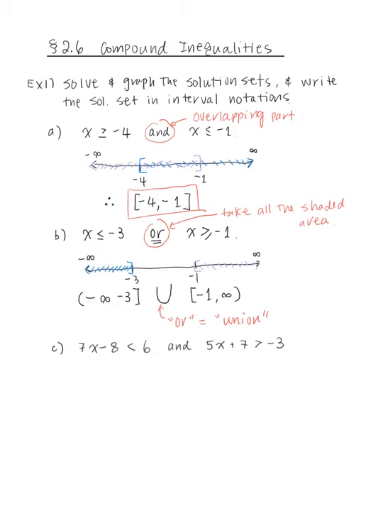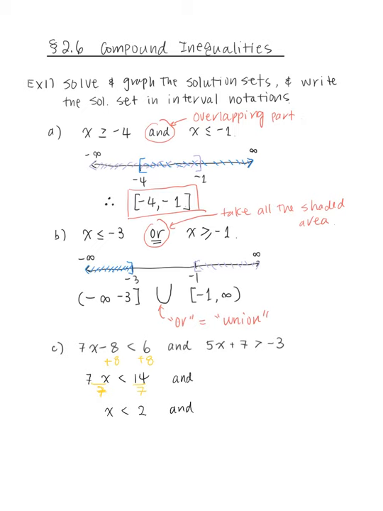Alright, now let's take a look at this one. 7x minus 8 is less than 6 and 5x plus 7 is greater than negative 3. So step number 1, you're going to have to solve each of the inequalities first. Let me take the one on the left hand side. Here I'm going to add 8. Then we have 7x is less than 14. Dividing by 7, then here you're going to have x is less than 2. Okay, so I'm going to drop down the word and.